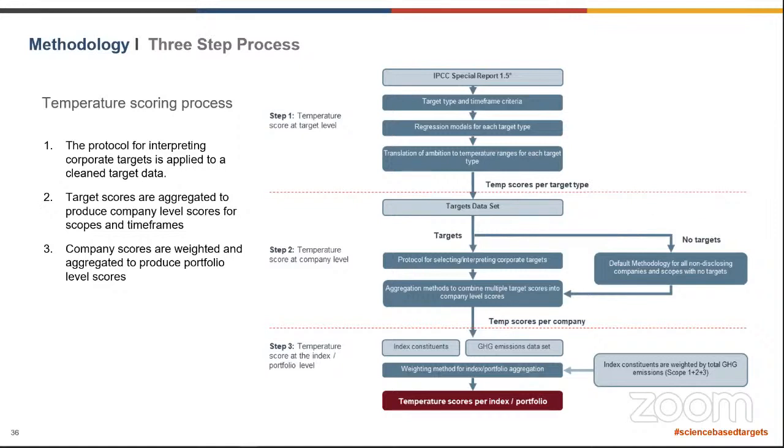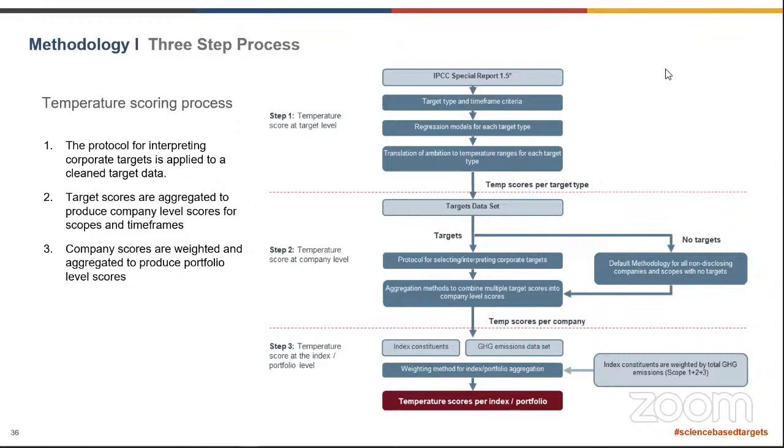This default scoring approach is also used quite a lot for companies without scope 3 targets. So we have the case where a company will disclose a scope 1 and 2 target, but they will not have a target on their scope 3 emissions. And in that case, we're able to score the scope 1 and 2 emissions, and then we use the default approach to score their scope 3 emissions.